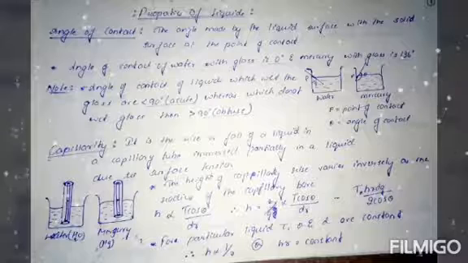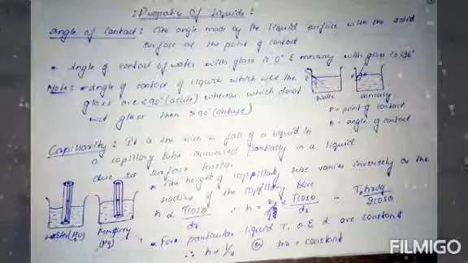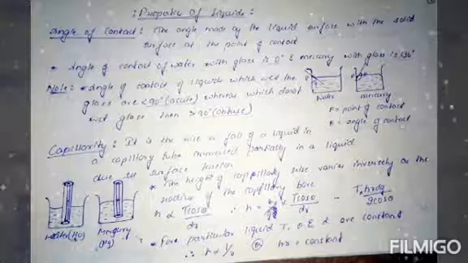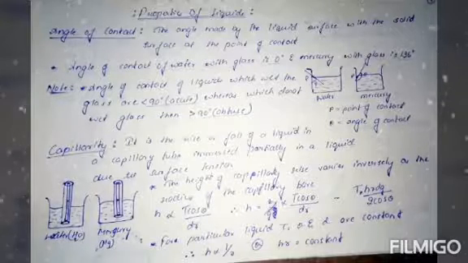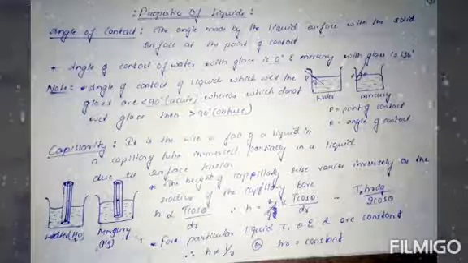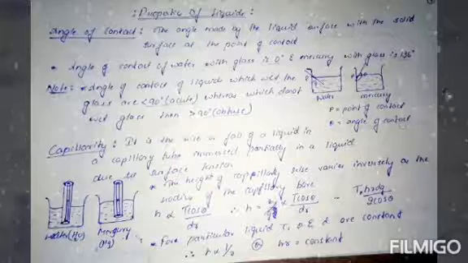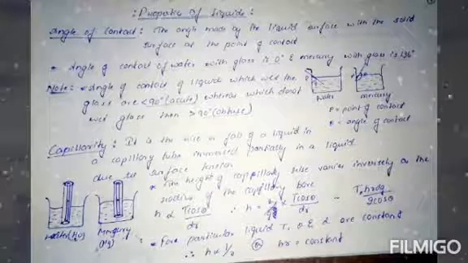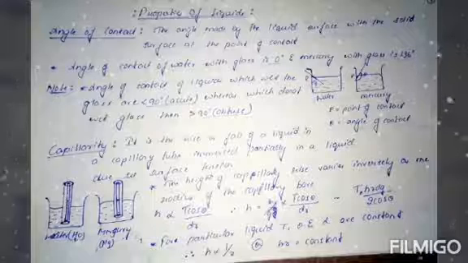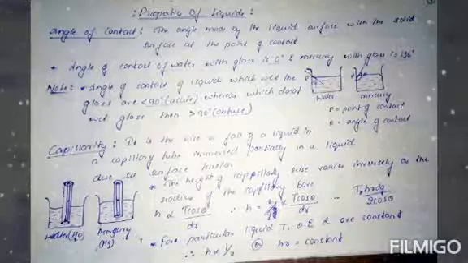Then move to the next topic, that is capillarity. Take capillary tubes, one filled with water and another filled with mercury. When they are immersed in a container of water, there will be a rise of water in the water capillary tube, and a decrease in level in the mercury capillary tube. This process is called capillarity.